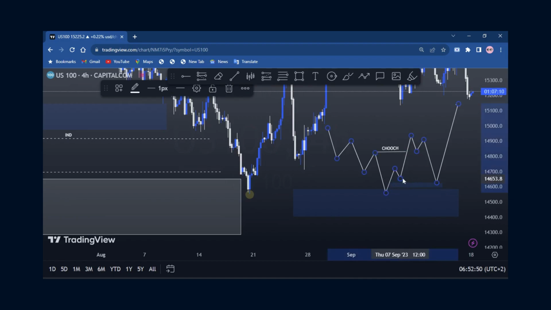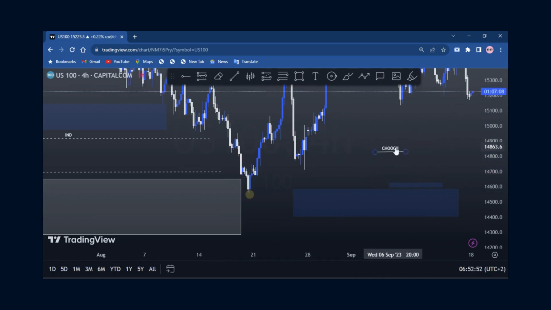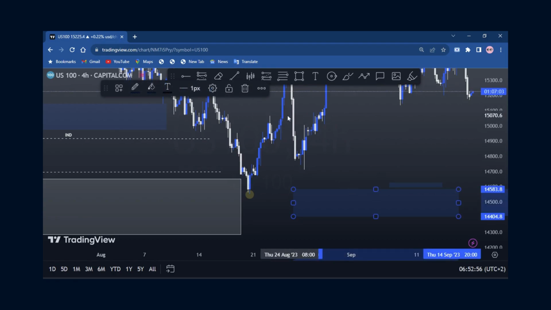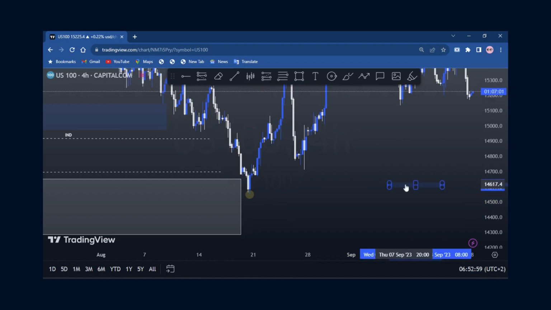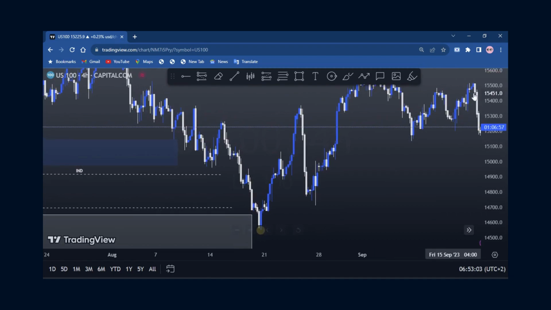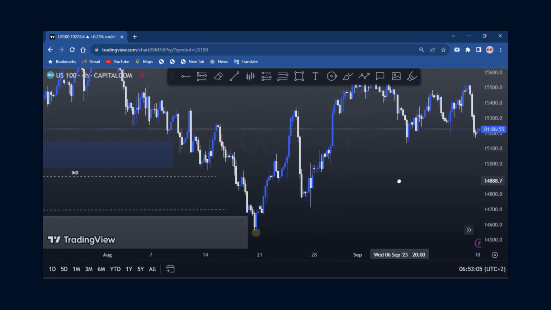After taking inducement, after breaking your inducement. So this is what we anticipate the market to be doing after it has taken orders in our daily order block, right? So that's what we're going to want to see on our 4-hour chart.